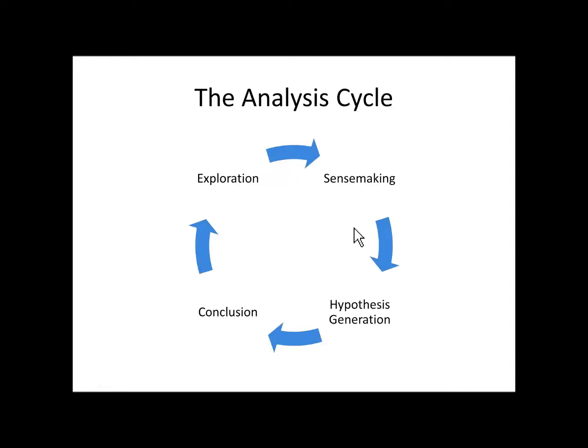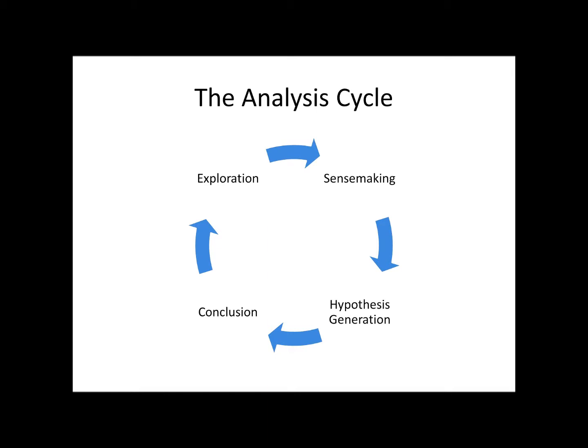The analysis cycle is the process by which I come to conclusions about this dataset. The first phase is exploration, where I combine what I think are the most useful variables into graphs. The second phase is sense-making, where I try to understand the semantic content of these graphs.